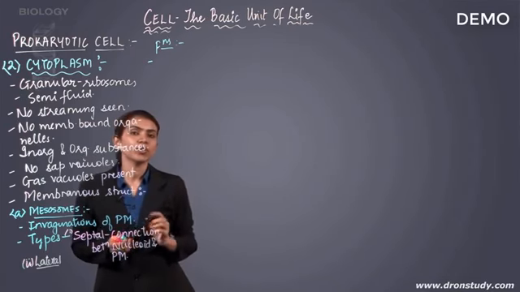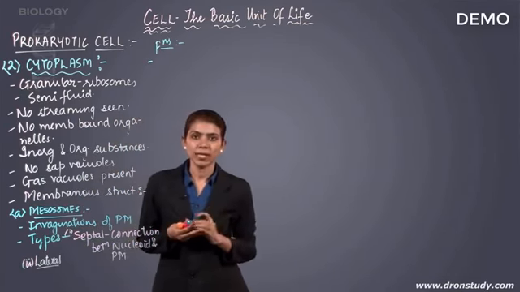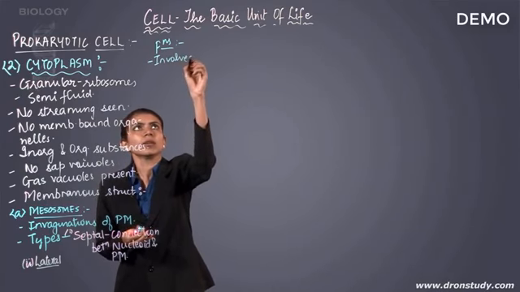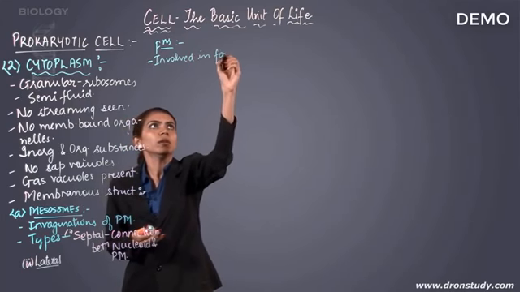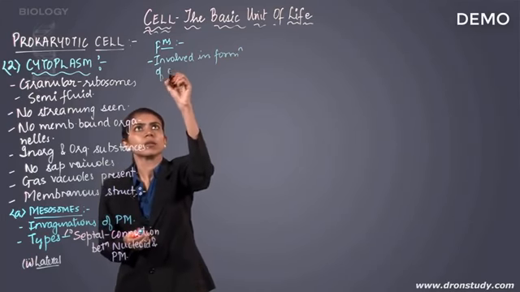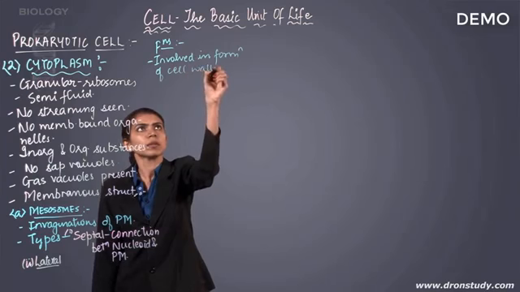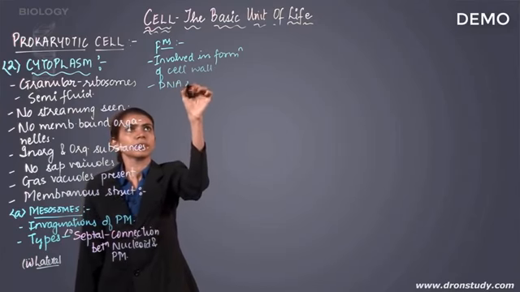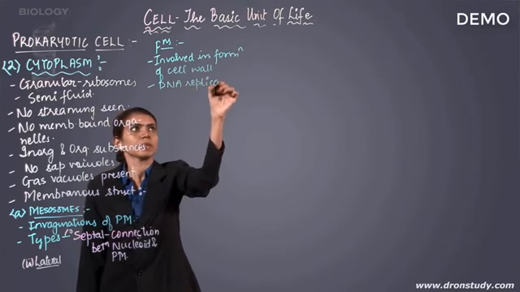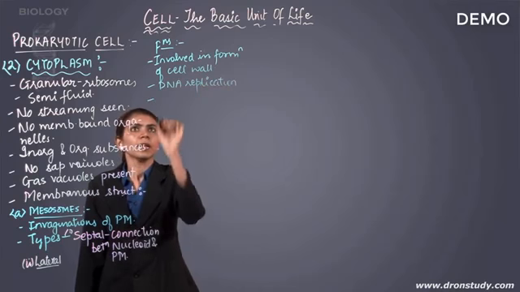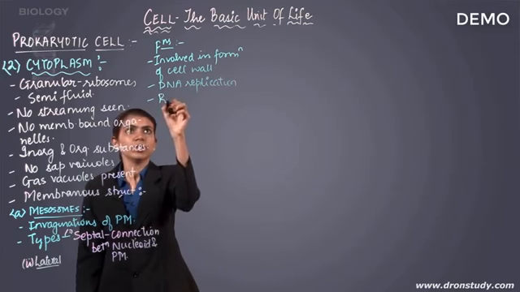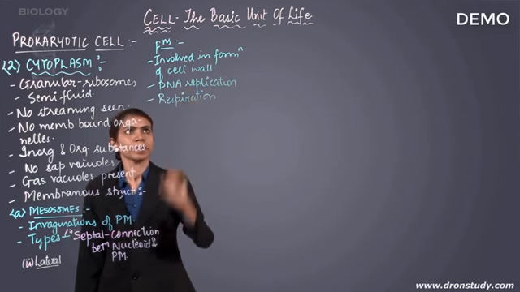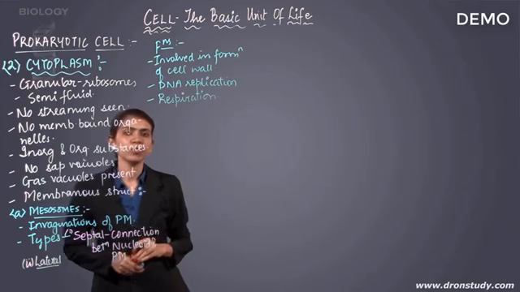The first function of the mesosome is that it is involved in formation of the cell wall. Very important function. It is also involved in replication of DNA. It also takes part in respiration. So these are the functions of mesosomes.